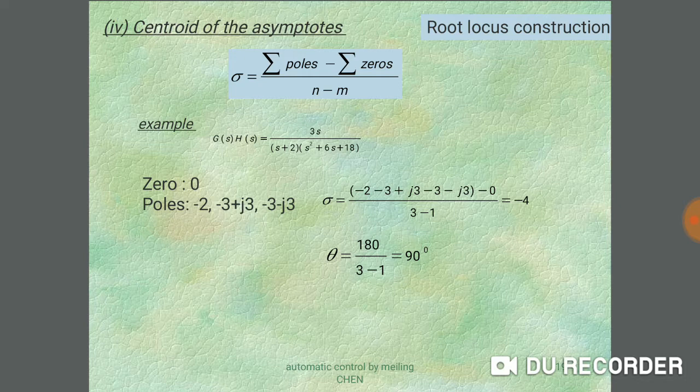Sigma is equal to the summation of poles minus the summation of zeros, divided by n minus m. As the number of poles n is equal to 3 and the number of zeros is 1, at the denominator we have 3 minus 1. At the numerator, we consider the summation of the poles, that is minus 2 minus 3 plus j3 minus 3 minus j3, minus the zero, which is at 0, therefore 0. Here we calculate the centroid, which is sigma equal to minus 4. Already we know the formula for calculating the angle: theta is equal to 180 divided by n minus m, that is 180 divided by 3 minus 1, so theta is equal to 90 degrees.